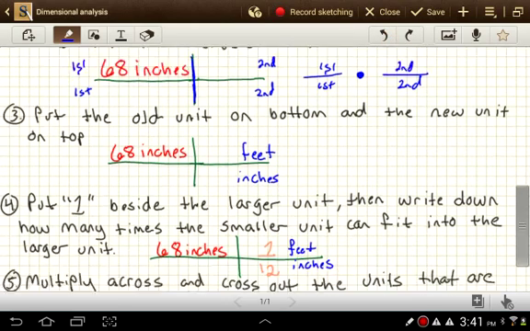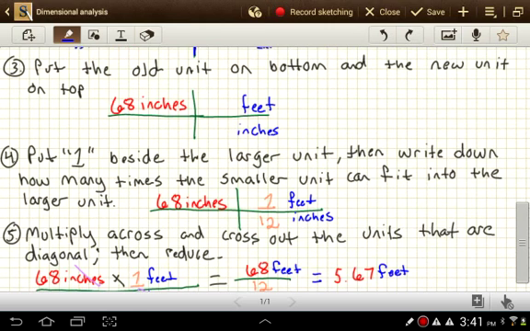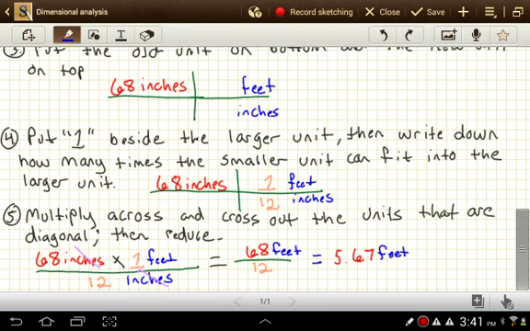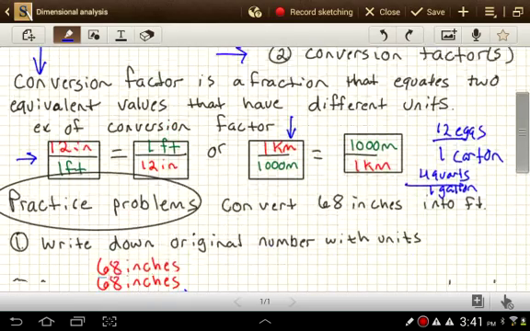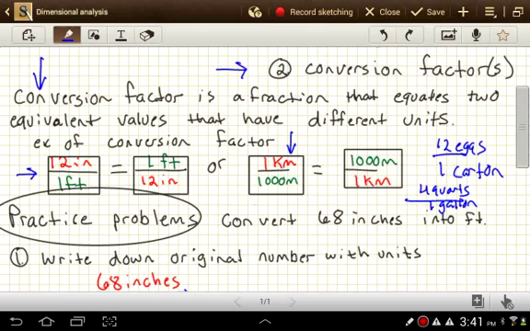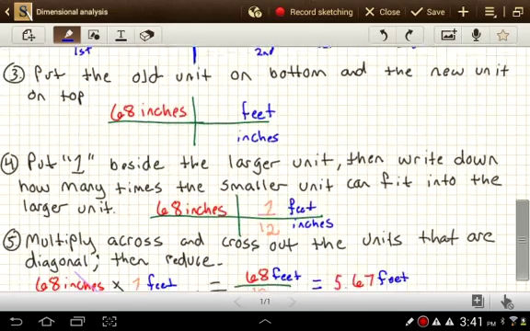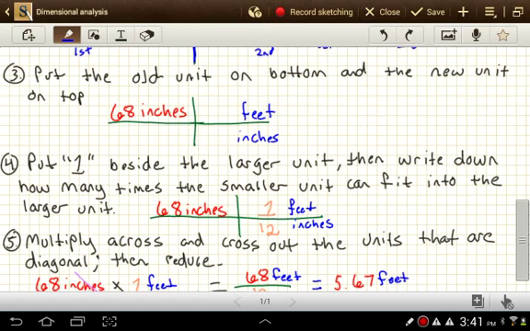Next, now that I have my old unit on bottom and my new unit on top, I can actually start plugging in values. This is where I plug in the conversion ratio. As we saw previously, 12 inches is in 1 foot, or 1 foot is in 12 inches. So we come back down here. After I put my units where they belong, I need to put 1 beside the larger unit. No matter what we do, we always put 1 beside the larger unit. And then we write down how many times the smaller unit can fit into the larger unit. So for this example, feet and inches: feet is the larger of the two units, so I put 1 for feet. And then I write down how many inches can fit in a foot. Well, we know that's 12.